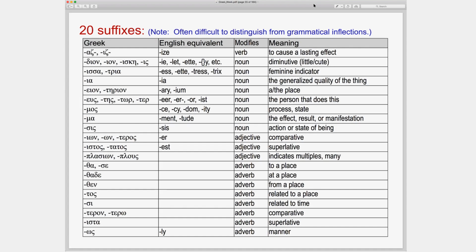Okay, then I picked out 20 suffixes. This is a little bit difficult sometimes to distinguish from the grammatical inflection. Okay, but for example, izo has an English equivalent of ize, to cause a lasting effect. For example, bapto is to dip. Baptizo, from which we get baptize, is to dip-ize, meaning to dip something in order to cause a lasting effect.